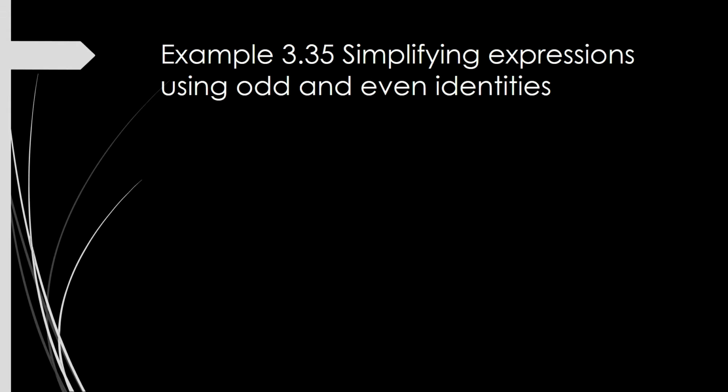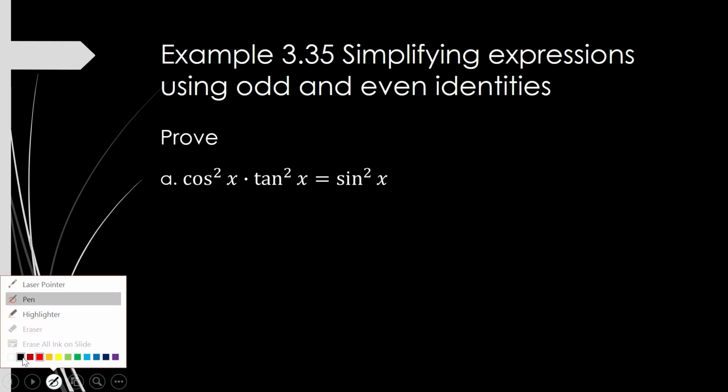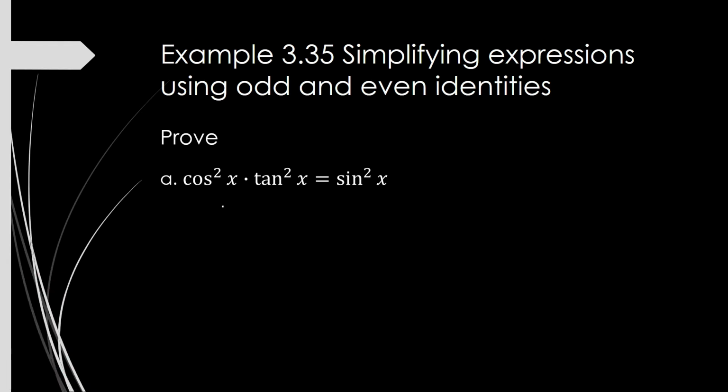Example 3.35, simplifying expressions using odd and even identities. This is something like also about proving. So prove that the square of cosine of x times the square of tangent of x is equal to the square of sine of x. Because this one says prove, what you do first is you write the word prove. Show your proof that this identity is true. So what do you do?